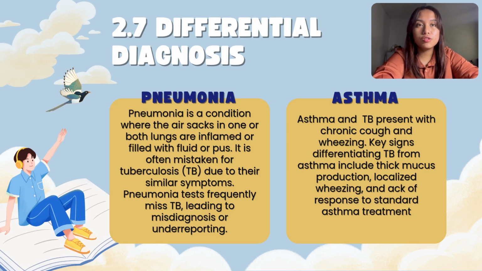I'm going to talk about the differential diagnosis of TB in children. So the first one is pneumonia, which is a condition wherein the air sacs in the lungs become inflamed and may fill with fluid or pus. It is often confused with TB due to their similar symptoms.